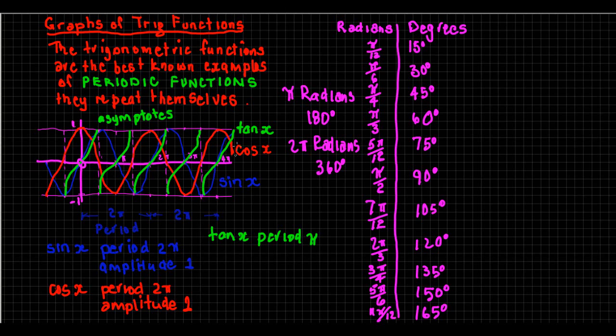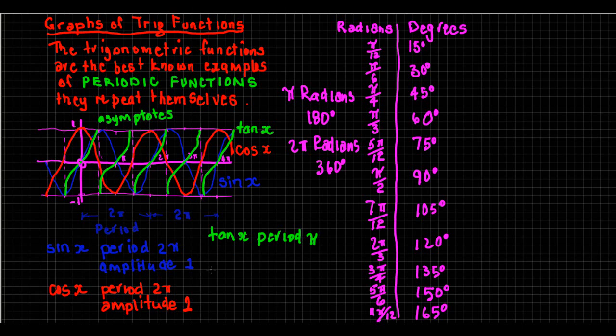And as it turns out, it repeats itself every 2 pi or 360 degrees. It has a period of 2 pi. And the graph itself just ranges from 1 to -1. That's known as, or we call that, the amplitude. It has an amplitude of 1.